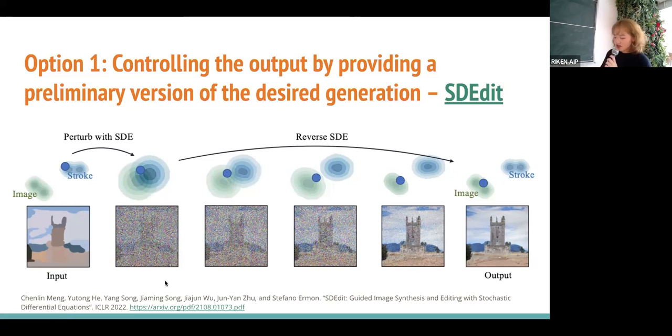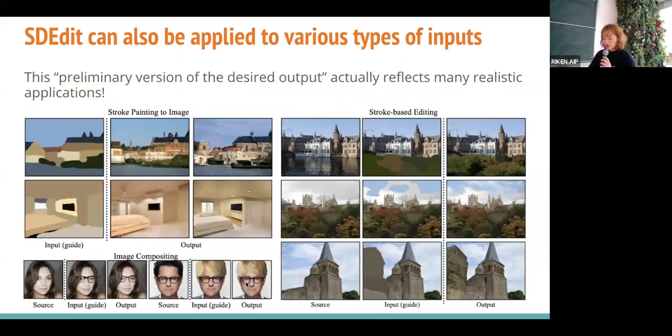So you may ask, is this a realistic assumption for us to give the user? Can we ask the user to provide this preliminary version of the desired generation? Well, it turns out SDEdit reflects a lot of pretty intuitive and realistic applications, especially in the image-to-image translation domain. For example, we just saw stroke painting to image generation. We can also do stroke-based editing.